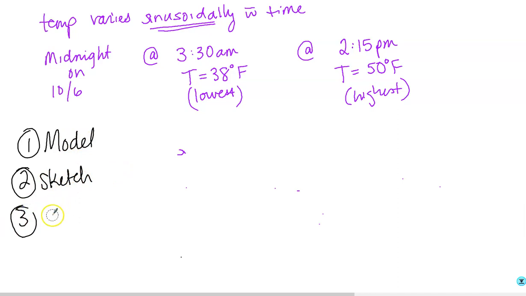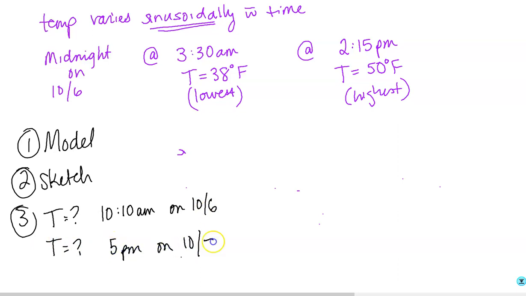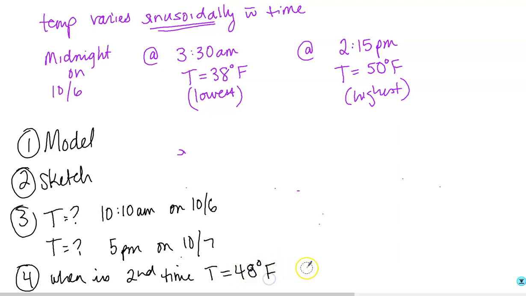And then I'm going to say something like, okay, I want to know the temperature at maybe, how about 10:10 a.m. on 10/6. And then maybe I also want to know the temperature at, let's do 5 p.m. on 10/7. Ooh, that's tricky. And then my last one, when is the second time the temperature is 48 degrees Fahrenheit since midnight?